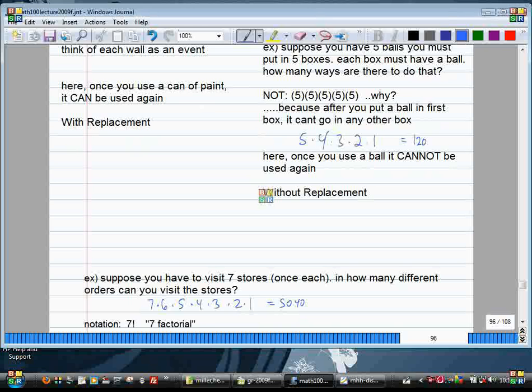Okay, next. It's a notation for arithmetic. It can be used in these word problems, but it's a notation for arithmetic. 7 factorial just means 7 times 6 times 5 times 4 times 3 times 2 times 1. Starting with that number down to 1. All the integers, yes. Okay. Next.